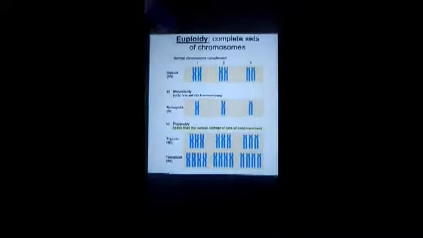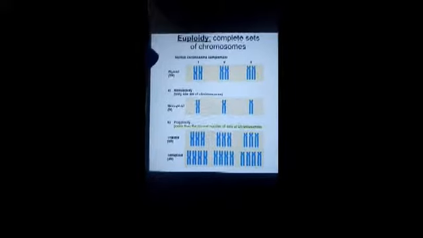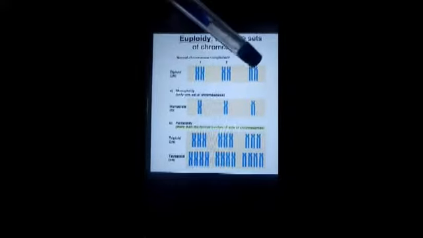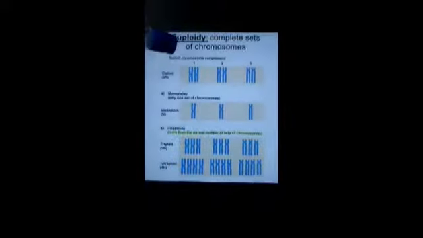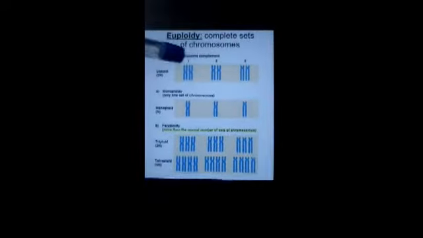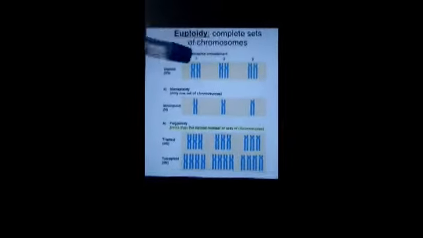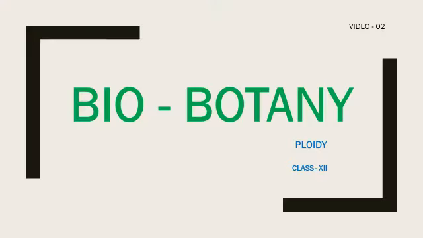So the condition where the organism possesses in its somatic cell two sets of chromosomes. All the organisms are made up of chromosomes in paired nature. Two sets of chromosomes are present in the organism, so it is called diploid. If the organism possesses two sets of chromosomes, it is called diploid.